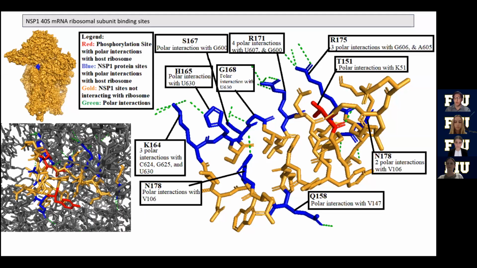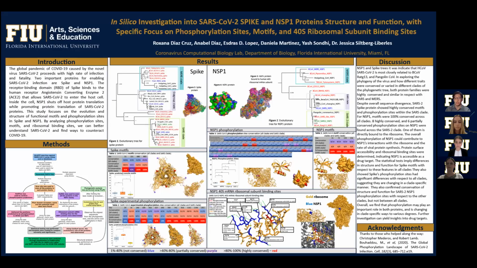The polar interaction sites between protein and subunit showed no motif sites involved in binding to the ribosome, but one phosphorylation site is. Phosphorylation also appears to affect NSP1's interaction with the ribosome and could play a role in regulating viral protein replication. Conservation makes both proteins viable targets, and phosphorylation is a feature that may play a larger role in the function of both proteins. Further investigation can yield insights into possible drug target sites to treat COVID-19.